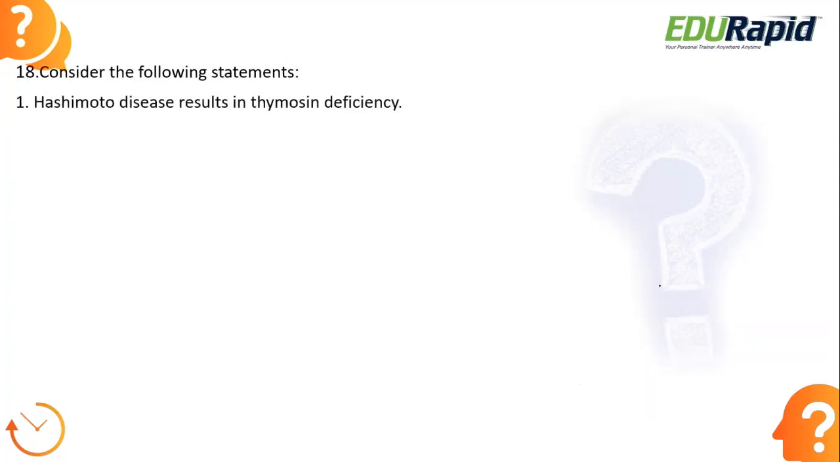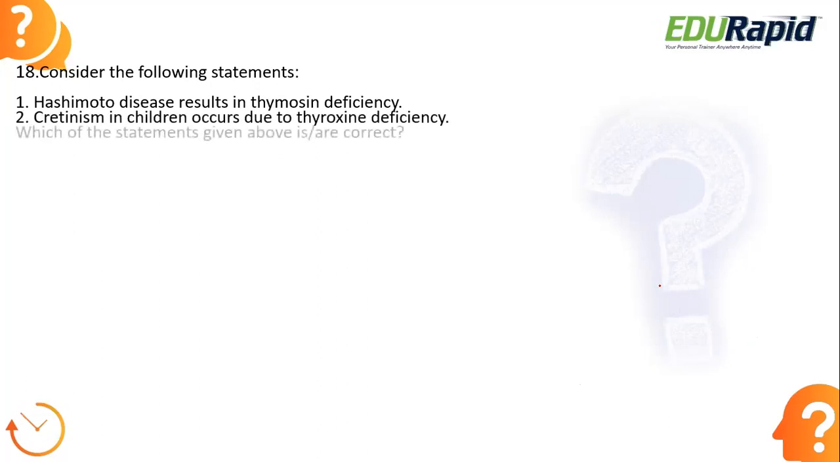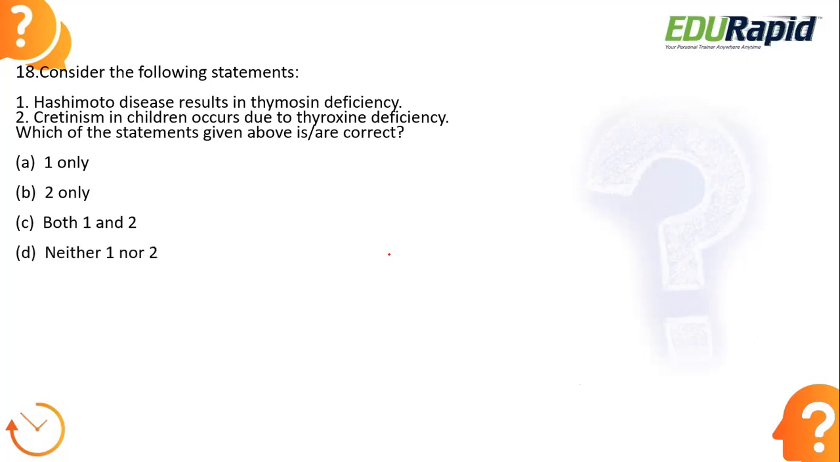Okay. The next question. Consider the following statements. One: Hashimoto disease results in thymosin deficiency. Two: Cretinism in children occurs due to thyroxine deficiency. Which of the statements given above are correct? Option A, 1 only. Option B, 2 only. Option C, both 1 and 2. And option D, neither 1 nor 2.